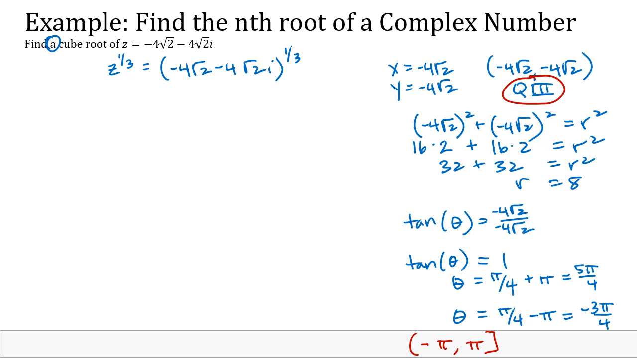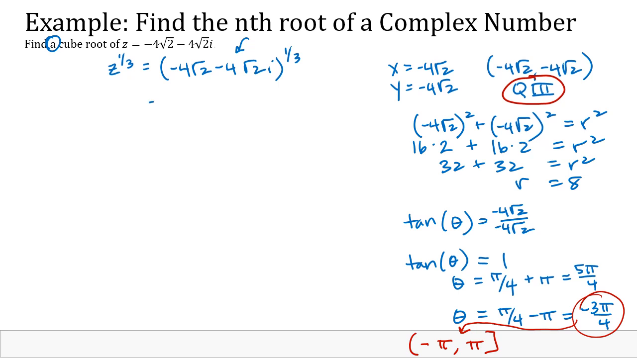5 pi over 4 would be too big, right? Because pi is 4 pi over 4. Negative 3 pi over 4 would be within that interval. So I'm going to use it, even though I don't have to. It is going to be a root, and I'm going to use it because if you're using your calculator to check these, there is a way to type this into your calculator and have it give you a complex number as a result. I want you to be able to see that answer.